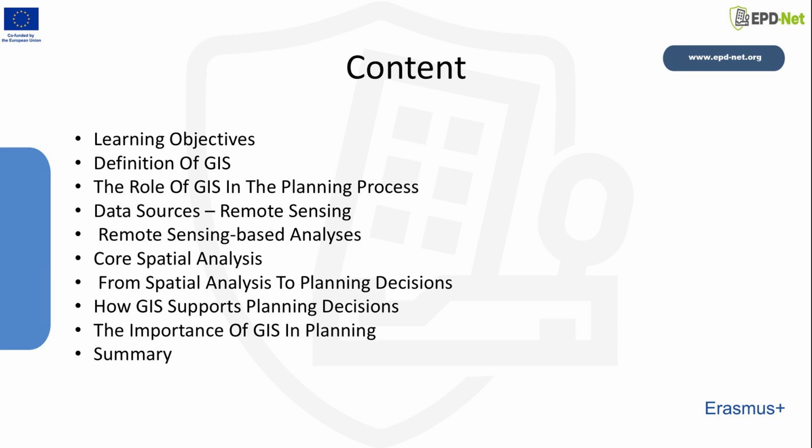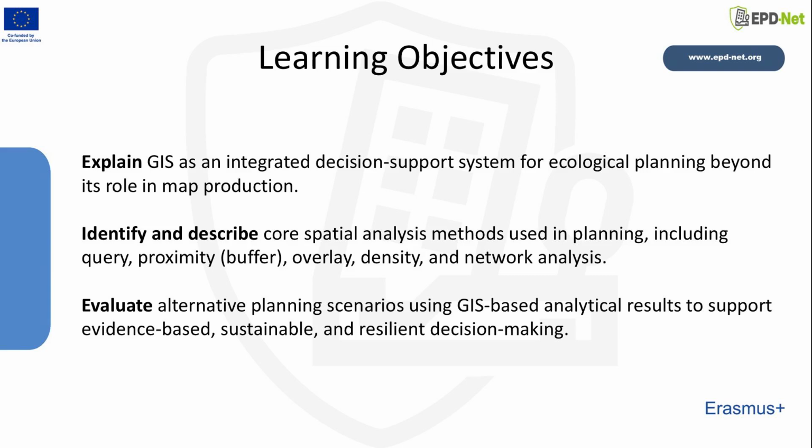The learning outcomes of this course are as follows: to define geographic information systems, GIS, not merely as tools for map production but as integrated decision support systems within planning processes, to identify and explain the core spatial analysis methods used in ecological planning, including query, proximity, overlay, density, and network analysis, and to evaluate alternative planning scenarios by interpreting GIS-based analytical results in order to support evidence-based, sustainable, and resilience-oriented planning decisions.